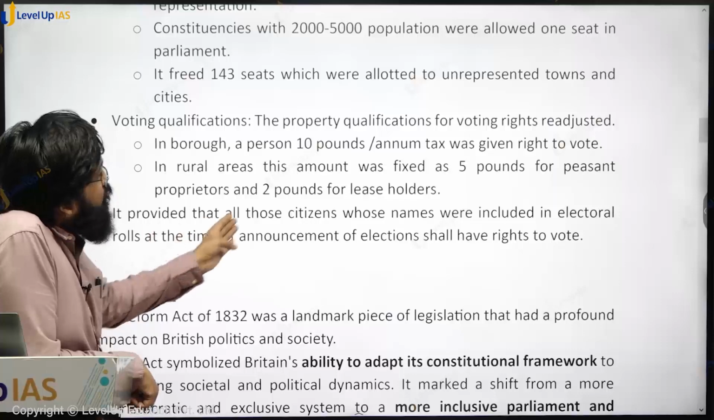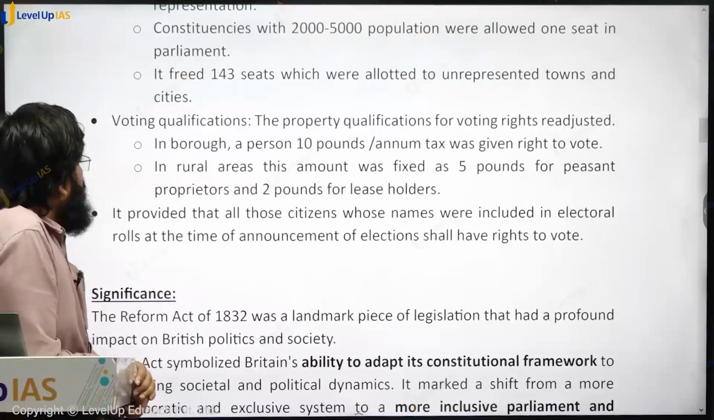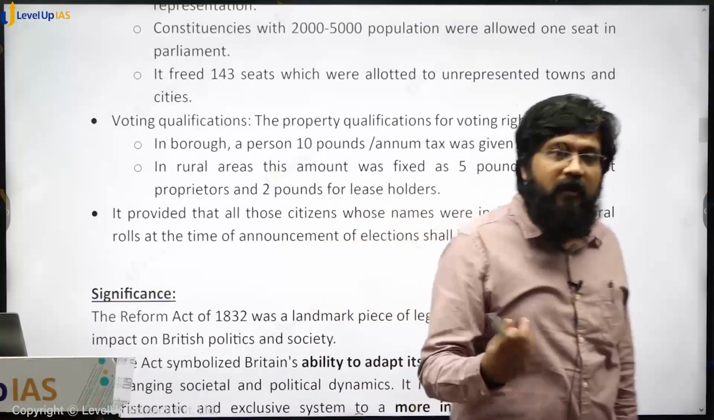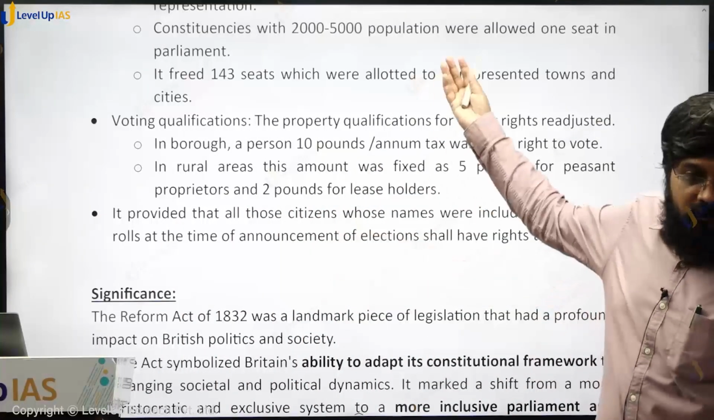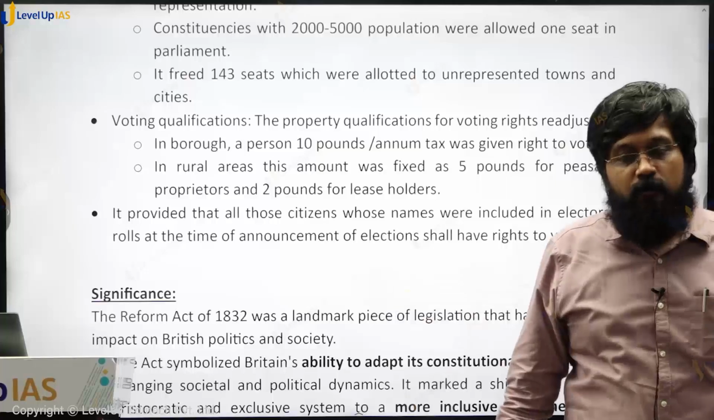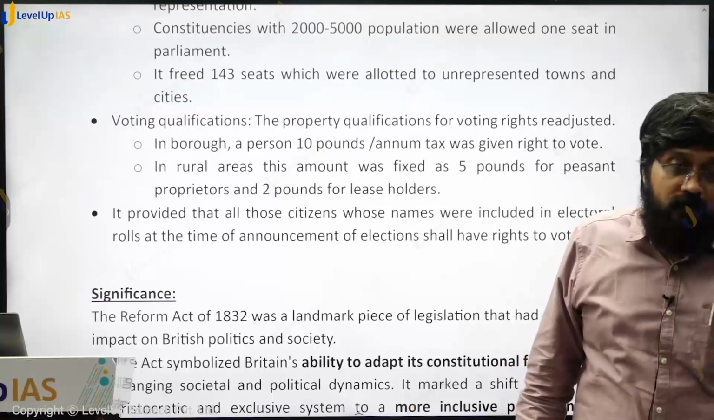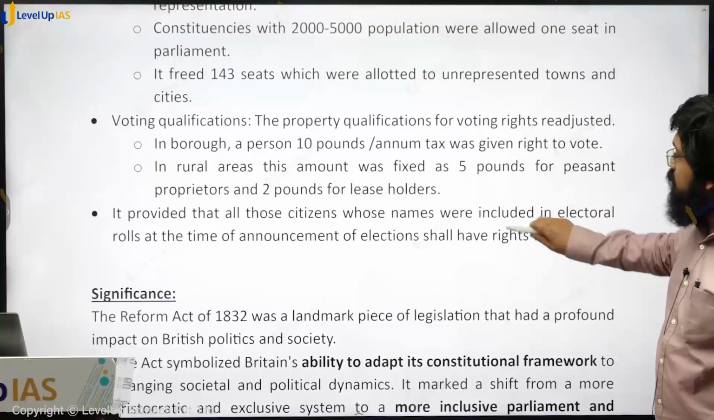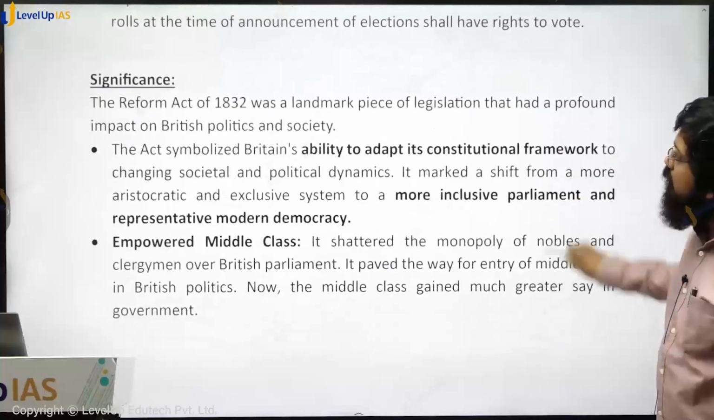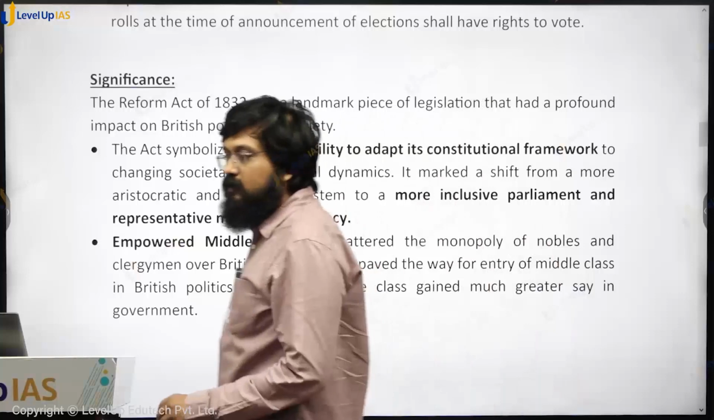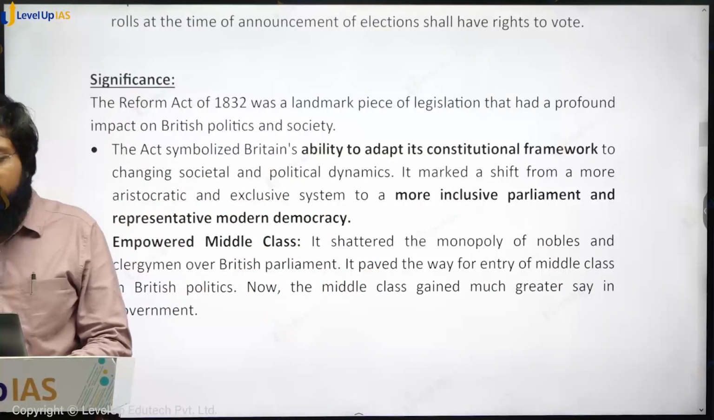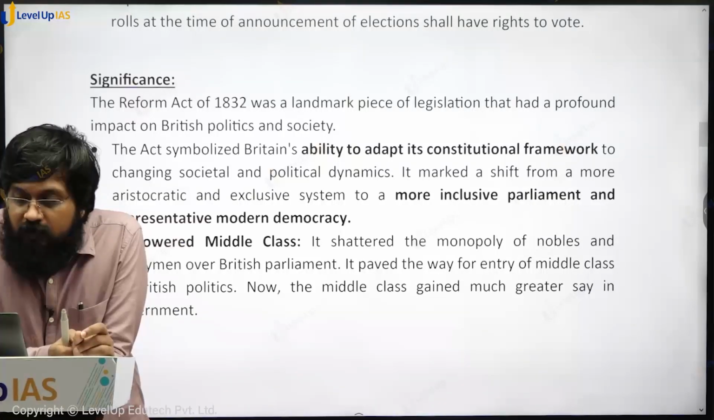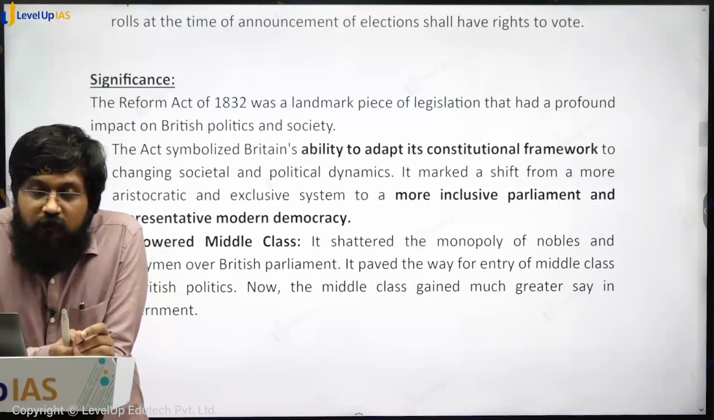It provided that all those citizens whose names were included in electoral rolls at the time of announcement of elections shall have right to vote. So right to vote भी आ गया. Provided you are in such a constituency and you qualify those qualifications of property, you have right to vote. What was the significance? It is here the questions come from. The Reform Act was a landmark piece. It was extremely significant. It symbolized Britain's ability to adapt its constitutional framework to changing social and political dynamics.